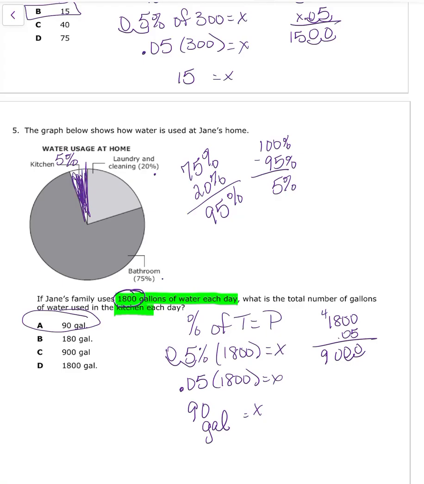So if I wanted to check to make sure I did my decimals right? Make sure. So 0, 0, 40. Yeah, I did it right. So 90 gallons. All right, so that's just another way that we might see percents.